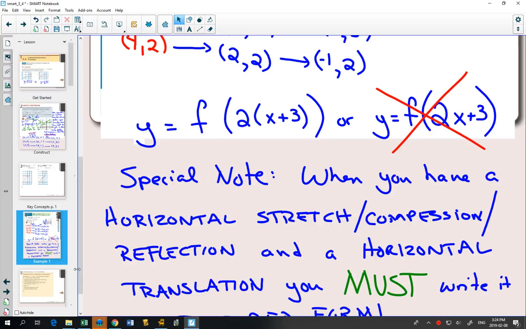I had one student one year who said, I'm not going to forget these things, all the important things you tell me all year, Mr. JR. She put into the calendar of her phone, 10 p.m. every night, her phone sent a reminder. And the reminder said, special note, when you have a horizontal stretch, compression, reflection, and a horizontal translation, you must write it in factored form.